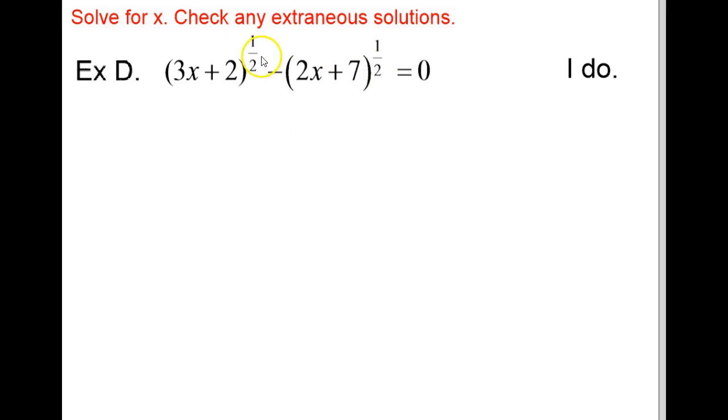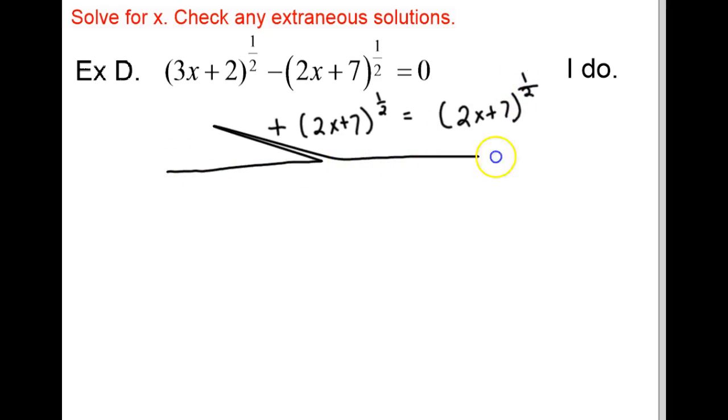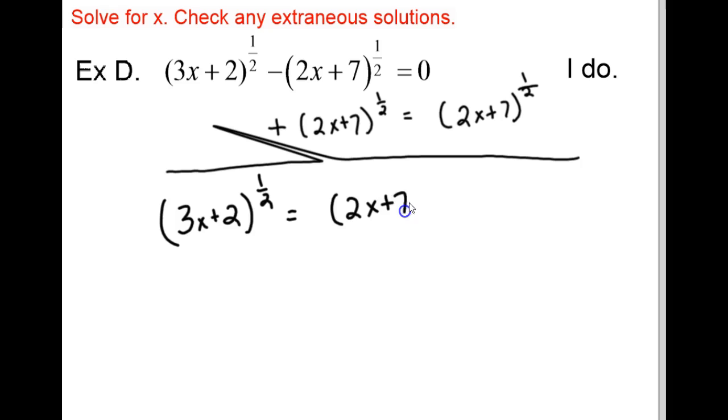So if I square this side and I square this side, I think I'm going to square each side. But I think the first thing I'm going to do is move this 2x plus 7 to the 1/2 power over to the other side because it's going to be a lot easier when I square it. So I now get 3x plus 2 to the 1/2 is equal to 2x plus 7 to the 1/2.